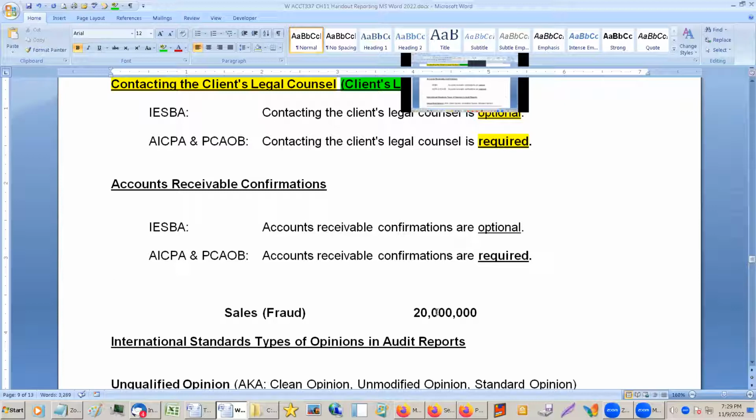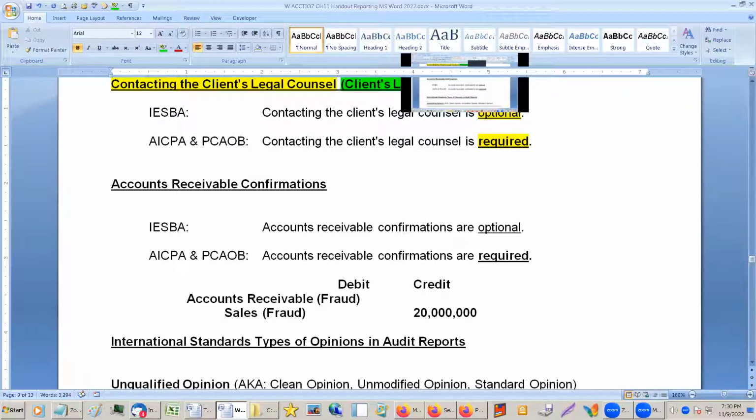Now we have a double entry system. So we're going to have to have a debit. So what goes on the other side? Well, the common thing that goes on the other side is accounts receivable. Now notice that these are not really real, these are fraud too.